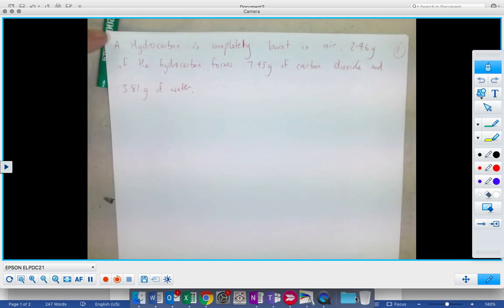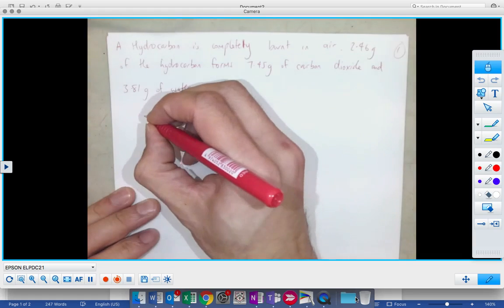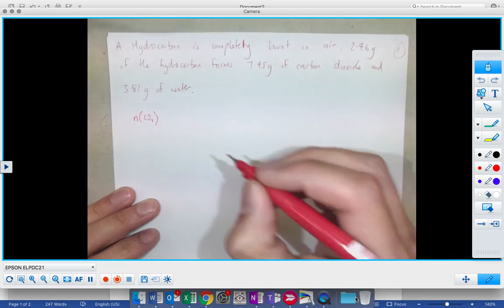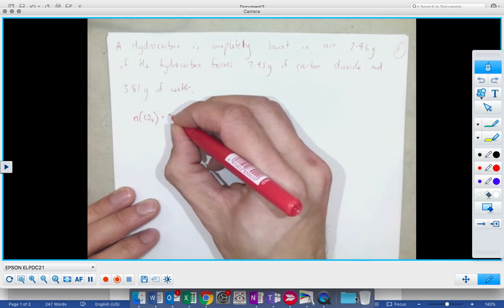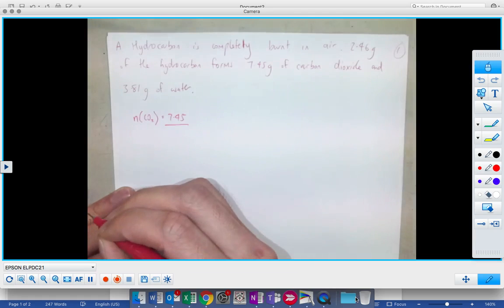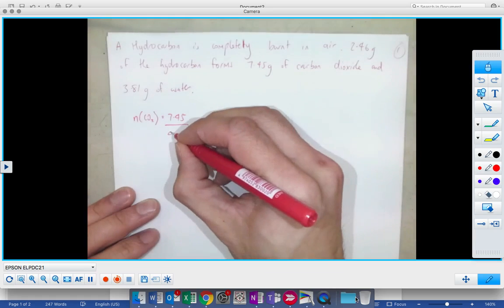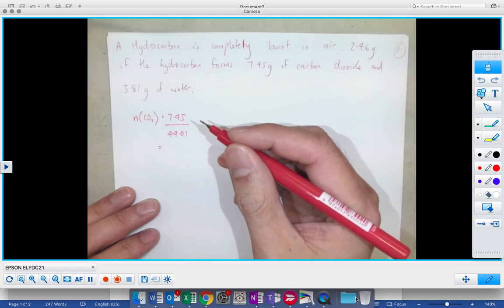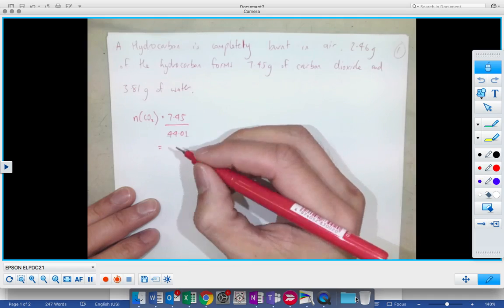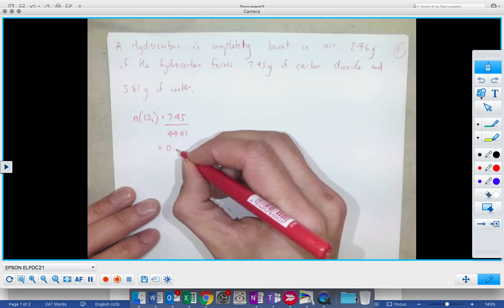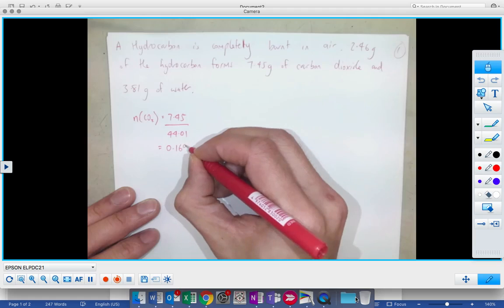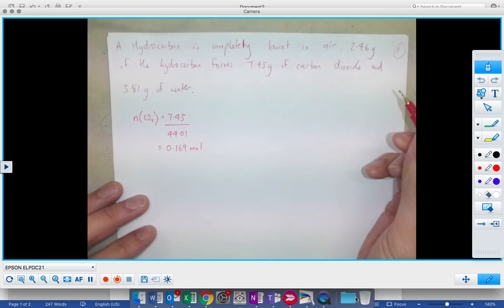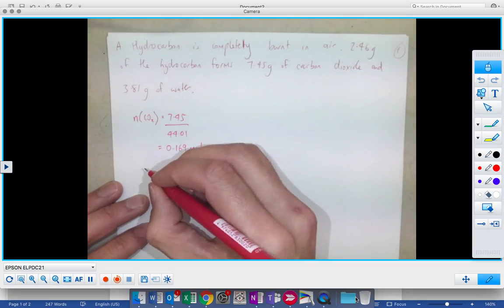First of all, we need to work out the number of moles of the things that we do know. The number of moles of carbon dioxide will be equal to 7.45 over the molar mass of carbon dioxide, which happens to be 44.01. This gives the number of moles of carbon dioxide, which is 0.169 moles. That's fairly straightforward.